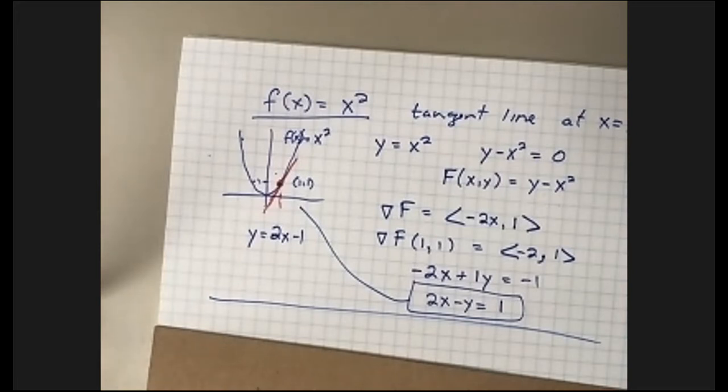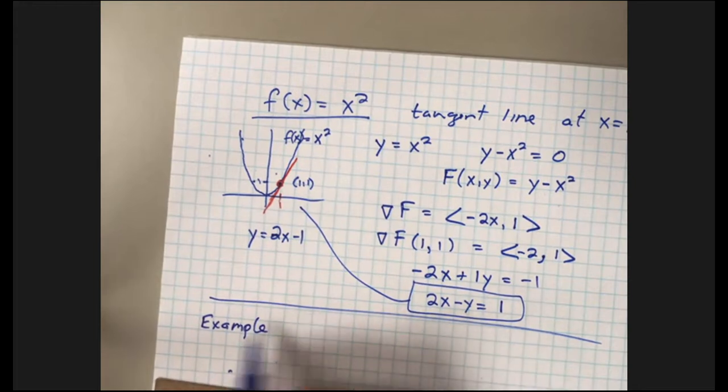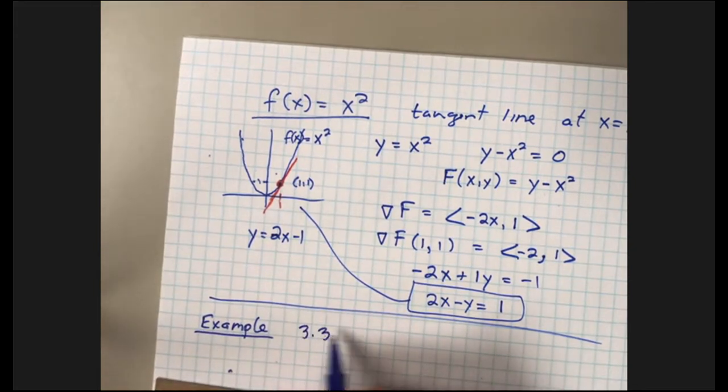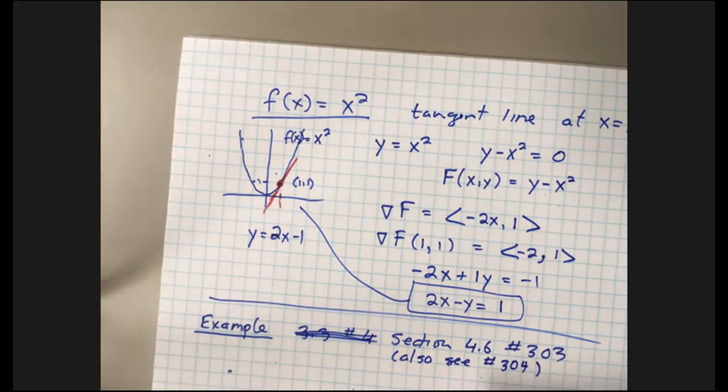I'm looking for a tangent plane problem in 4.6, directional derivative. Tangent plane. Good, let's do one that has tangent plane and normal line and kind of a funny function. I'm going to look at number 303 in 4.6. Sorry, I said that backwards. Section 4.6, problem number 303. Then I'll make a note. Also see problem 304. But let's just look at this.